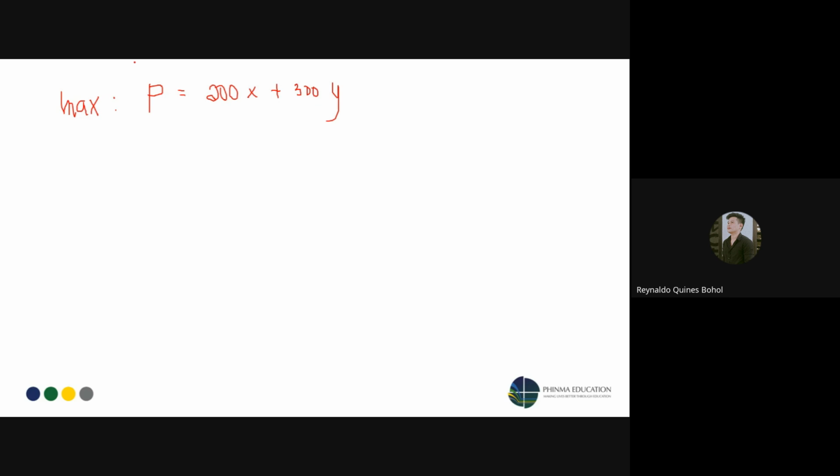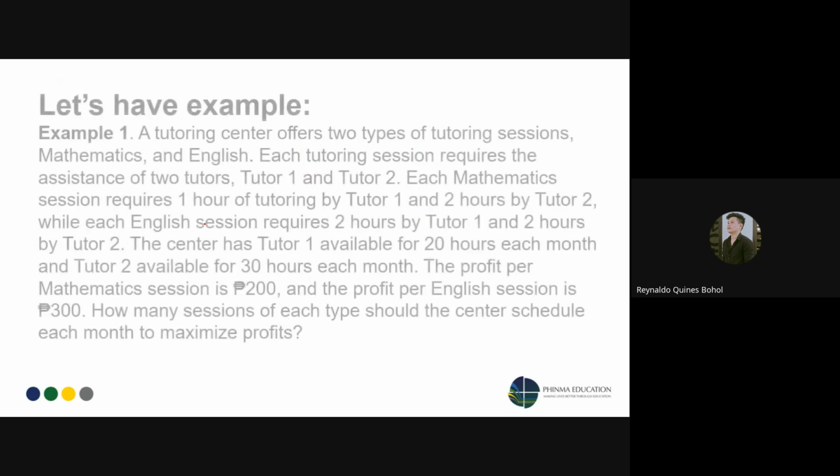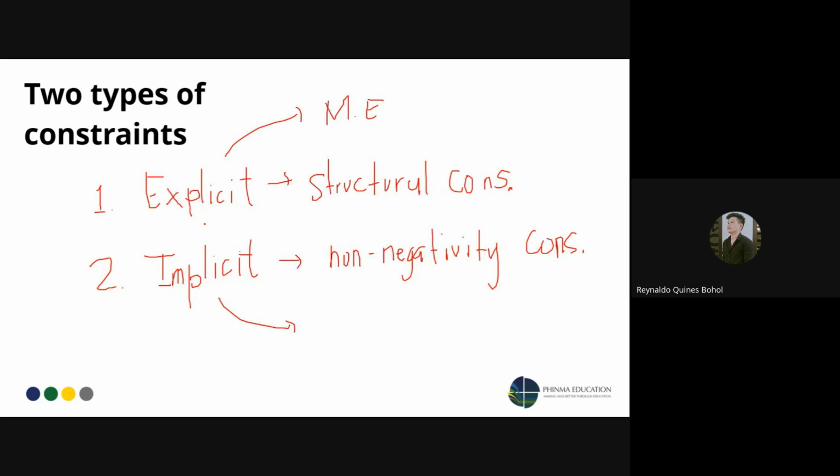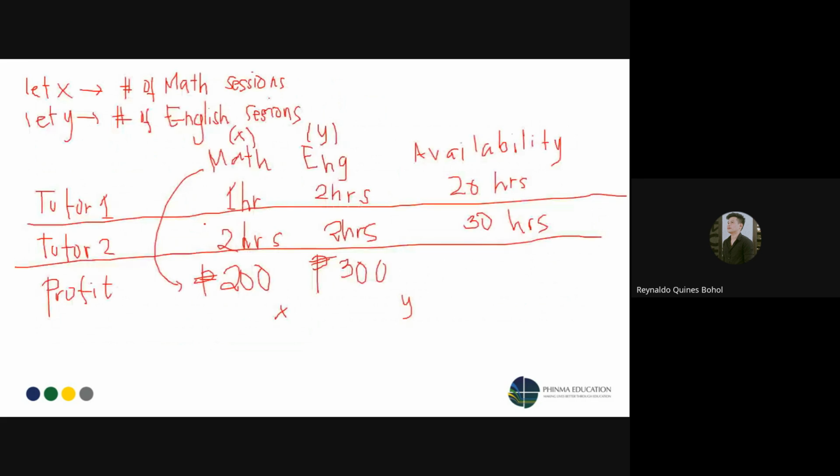Okay, next. This is what we call the subject. Okay, subject to. This is where the constraints come in, the two types of constraints: explicit or structural, and implicit or the non-negativity. The first one we take from tutor 1. Tutor 1 has 1 hour and 2 hours and 20 hours.